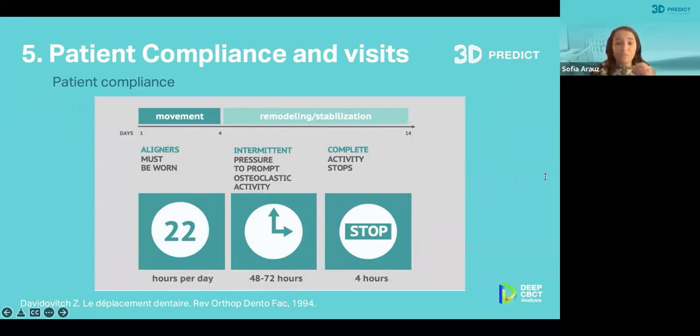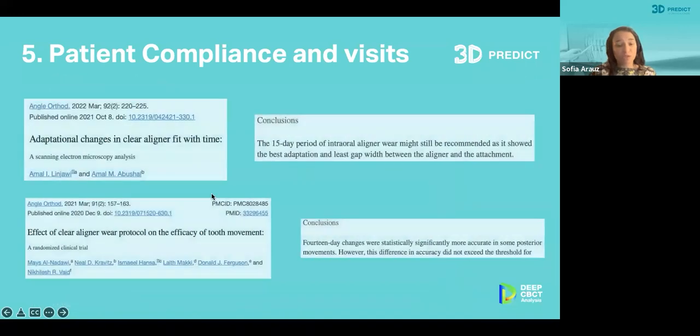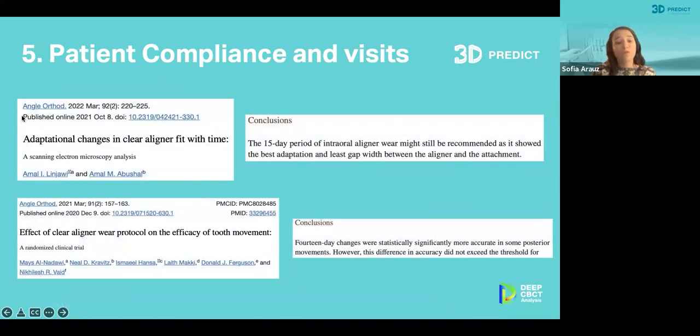So please know that we have reviewed the literature. There's a lot of literature out there from great journals that makes very clear that it has to be a 14-day period minimum of wearing the aligners.